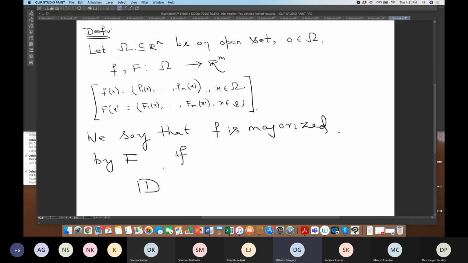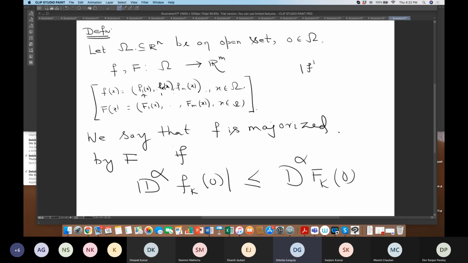if the partial derivative d alpha of f_k at the point 0, where alpha is a multi-index and k means some one component, is bounded by the corresponding derivative of F_k at 0. The same thing we want to do for a vector valued function, the same as we have done before. You remember, f_n at 0 is less than g_n at 0. We said there that small f is majorized by g.